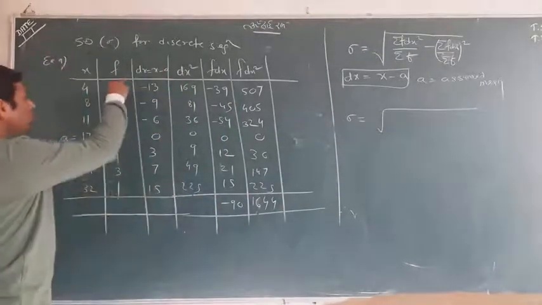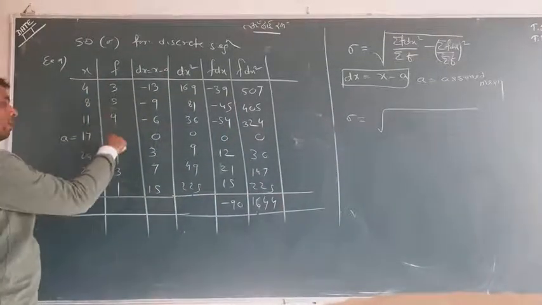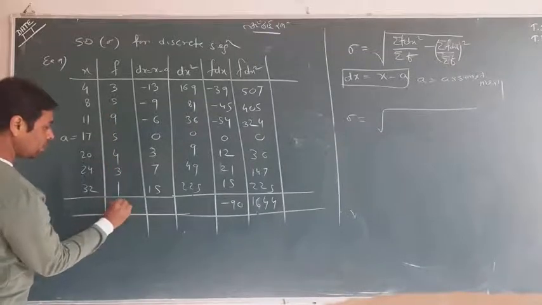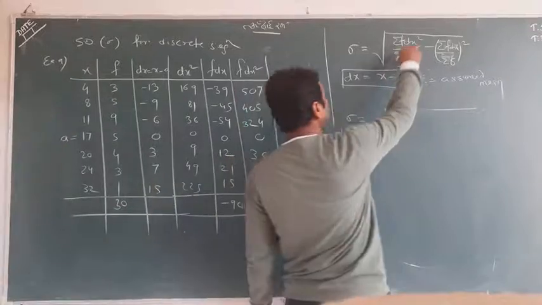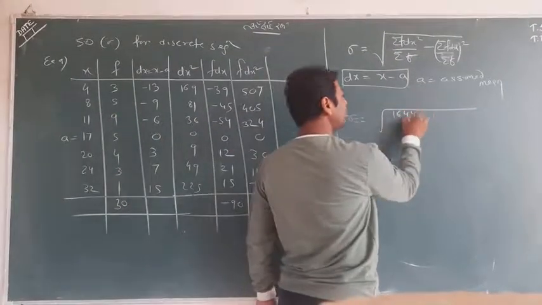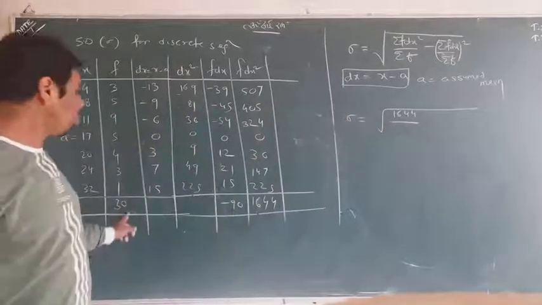Now, summation f also we need. 5, 3, 8, 17, 5, 22, 26 and this is 30. Okay, now we'll go on. Summation f dx square is 1644. Summation f is 30.